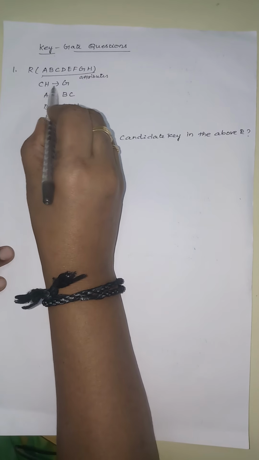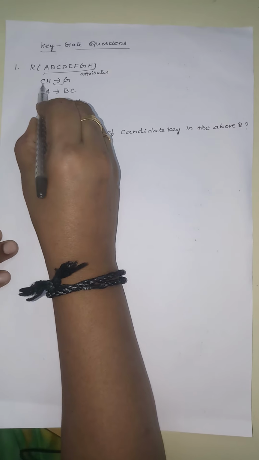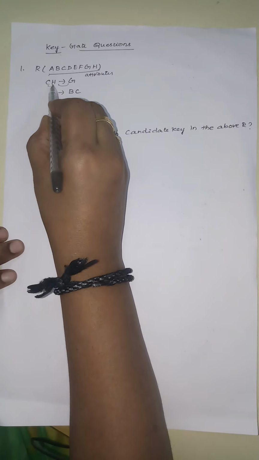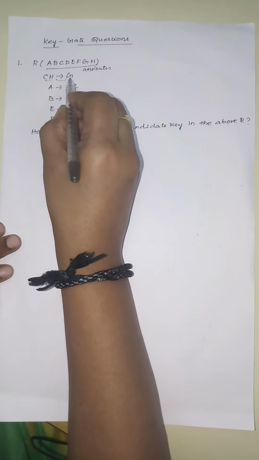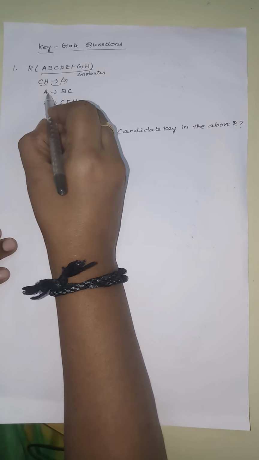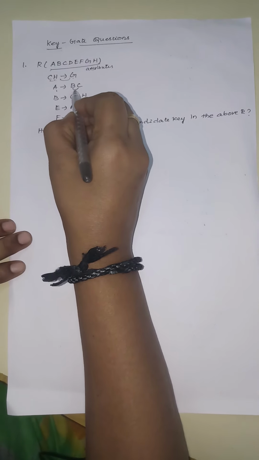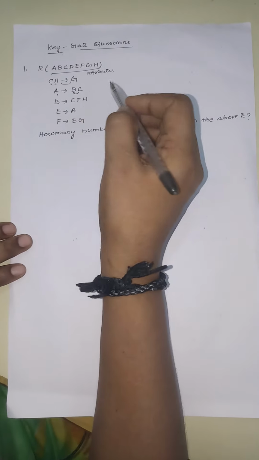Here CH tends to G, it's a functional dependency. C is an attribute, H is an attribute. Both the two attributes identify another attribute. A is an attribute, we are giving it as the key. A means we identify the two things, B and C. Likewise we have to take the rest.